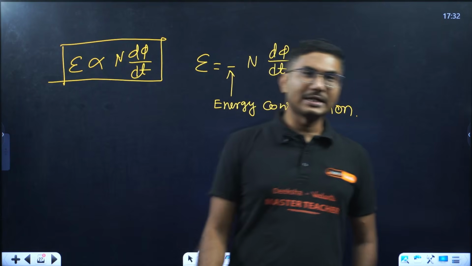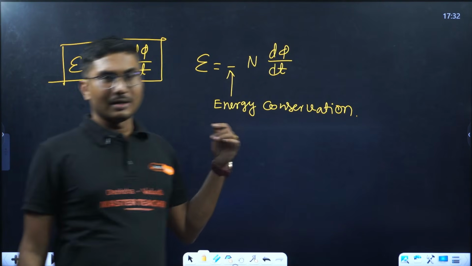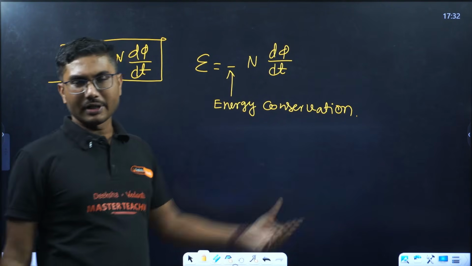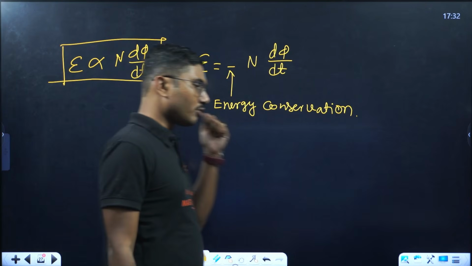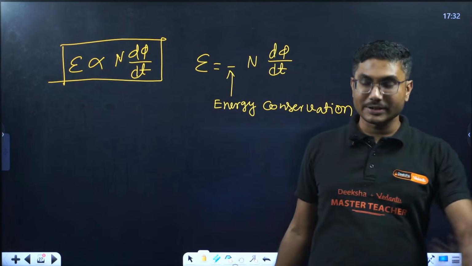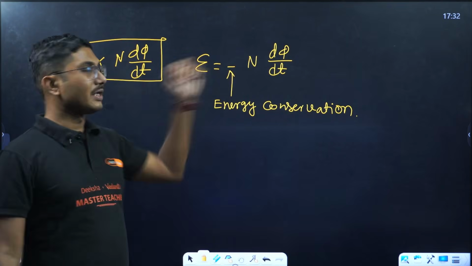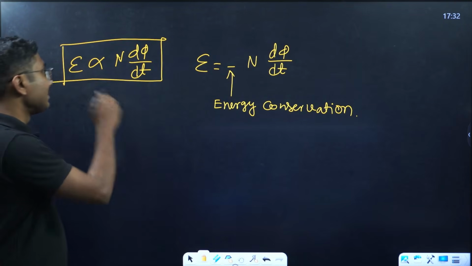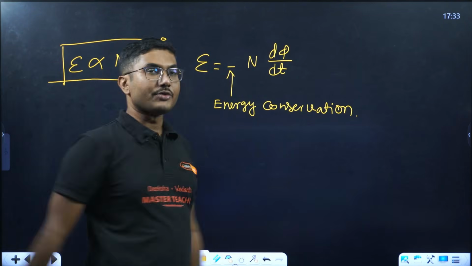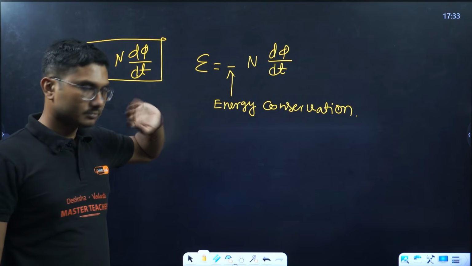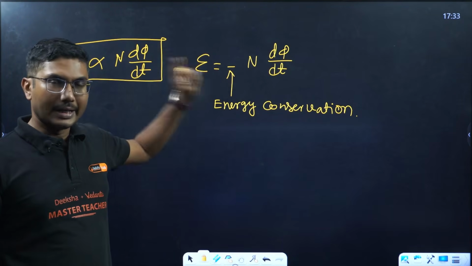Then Lenz's law came into the picture. Lenz gave his law, saying that if you are trying to bring the magnet closer, it should be such that it opposes the cause. That means the negative sign was introduced. So the original Faraday's equation never had this negative sign. The negative sign comes from Lenz's law itself.